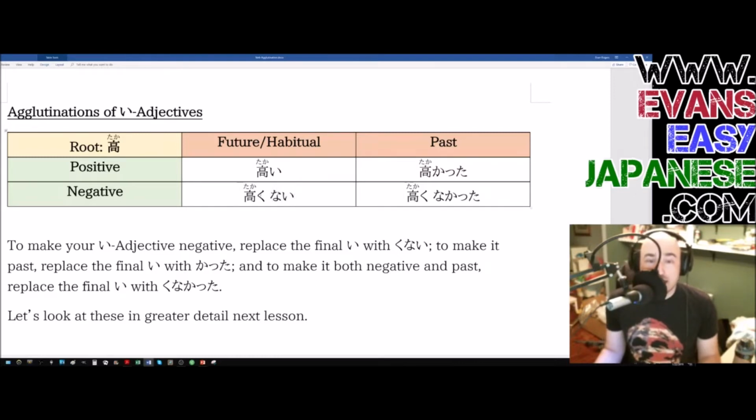Nai is actually the negative plain form of aru, which is arimasu, aru, to exist non-animatively, like a chair or a table. Takaku nai, this little nai right here, is the negative form of arimasu, aru. That being said, did you notice how it ends in an E sound? Thus, the past tense of takaku nai is takaku nakatta. We just add this katta to the end of any e-adjective, and it makes it past tense.